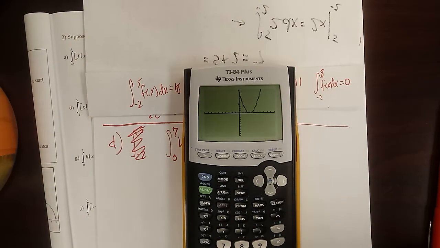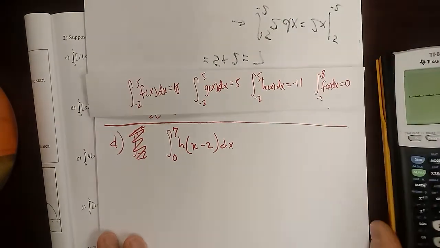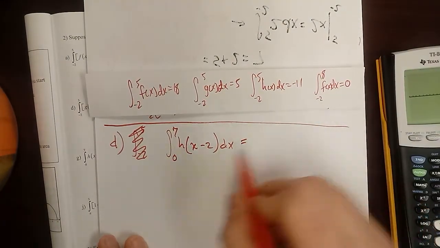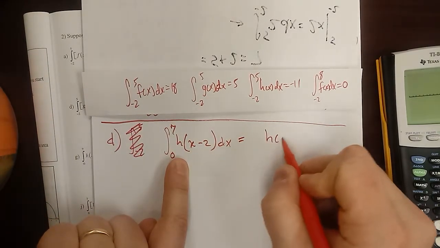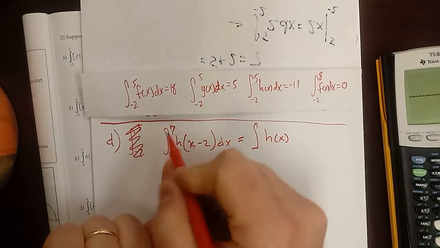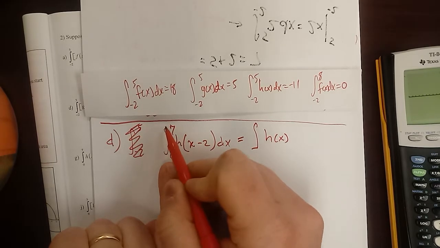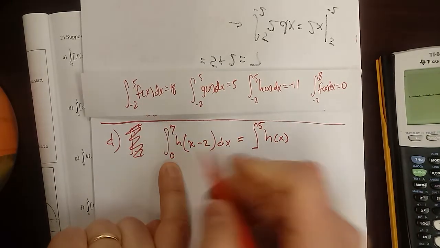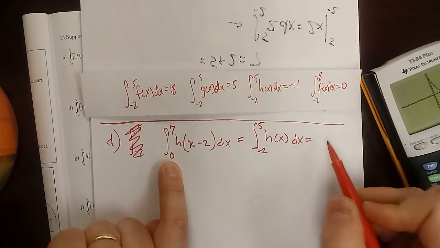If it moved 2 to the right, does the area change at all? Well, no. So we can think about this as if this is shifted to the right 2. If I move it back to the left 2, it would just be h of x. And then if I move each of these bounds to the left 2, take away 2, go left 2, that brings you down to 5, and this brings you down to negative 2. And now we have something that we know is negative 11.